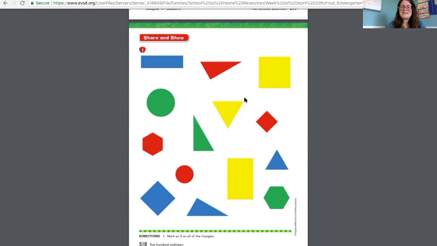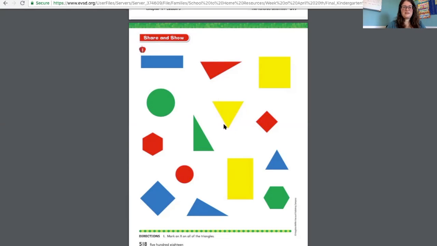How many sides does it have? Let's count. 1, 2, 3. 3 sides. And I wonder how many corners or vertices it has. Should we check? 1, 2, 3. Yes. Did you notice that the number of sides and vertices is the same? They're both 3. I see some other triangles here that are shaped a little bit different.